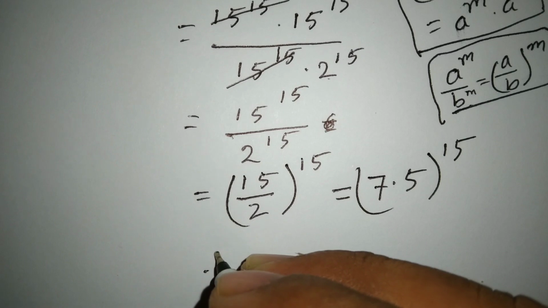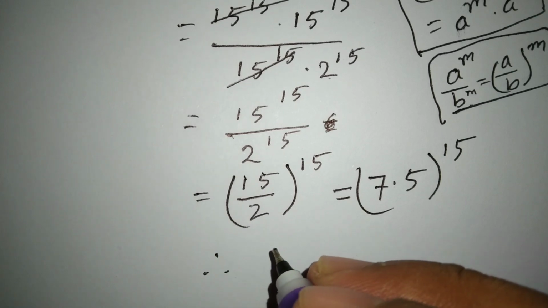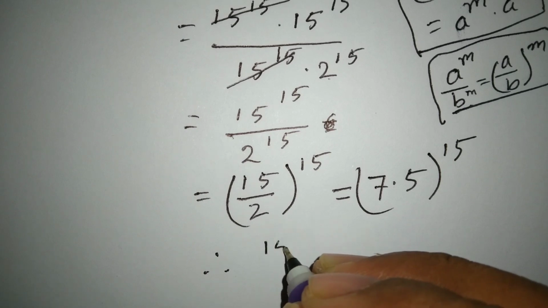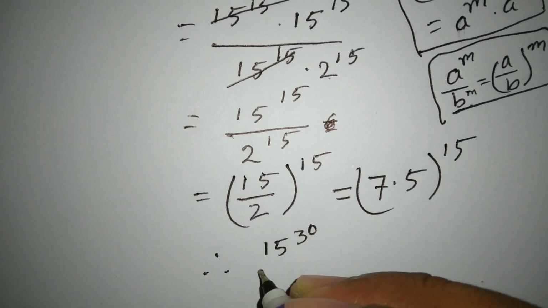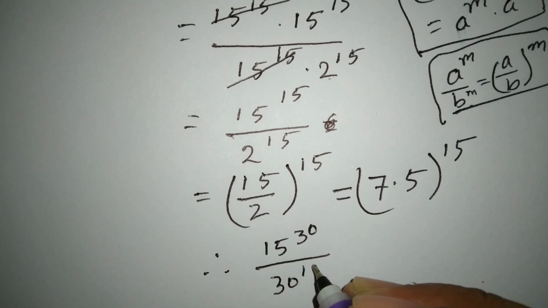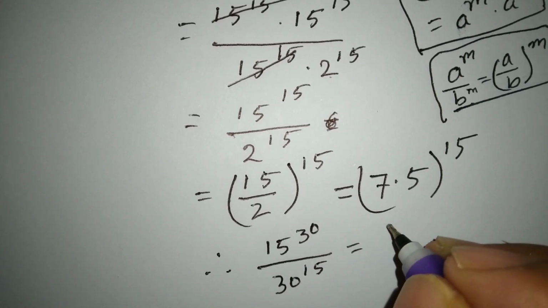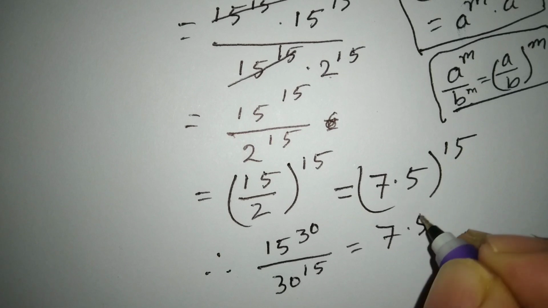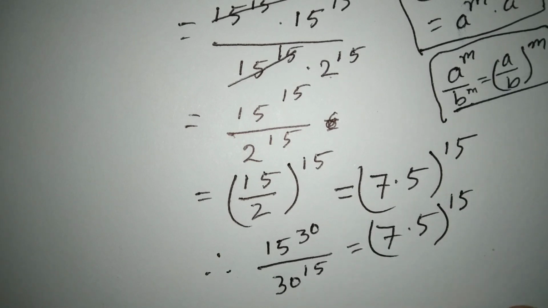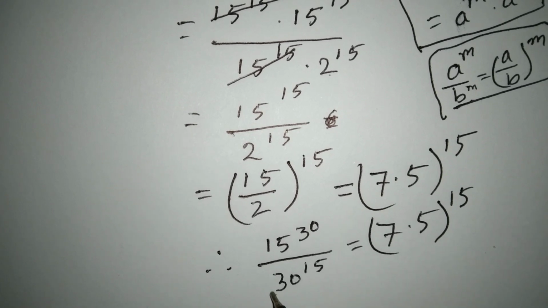Therefore, 15 to the power 30 divided by 30 to the power 15 is equal to 7.5 whole power 15. This is the right answer.